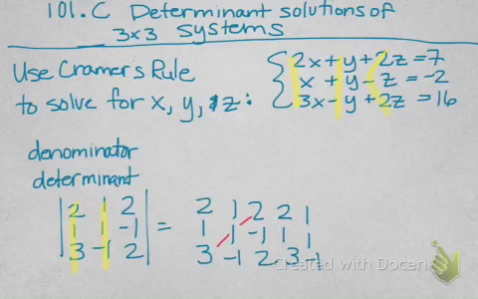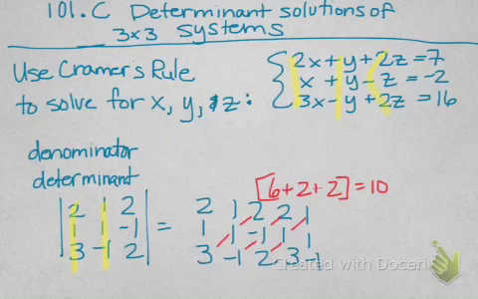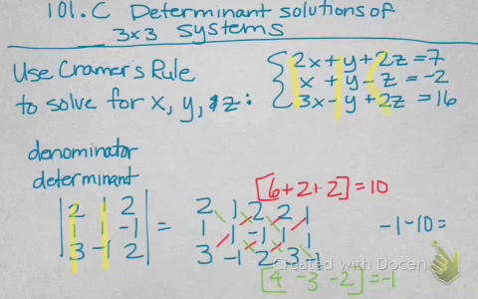Then we will multiply going up. 3 times 1 times 2, -1 times -1 times 2, and 2 times 1 times 1. Add them: 6 plus 2 plus 2 is 10. Now we'll go down. 2 times 2 times 1 is 4. 1 times -1 times 3 is -3. And 2 times 1 times -1 is -2. Add those together, and we get -1. And we take -1 minus 10 to get -11. So our determinant on the bottom is -11.